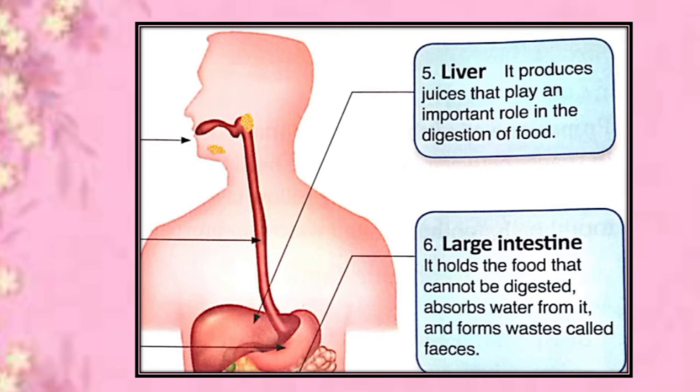Last organ, anus. Feces are removed from the body through the anus. After most of the nutrients are removed from the food mixture, there is waste left over. Stuff your body can't use. This stuff needs to be passed out of your body. So this waste stuff is removed from the body through the anus.